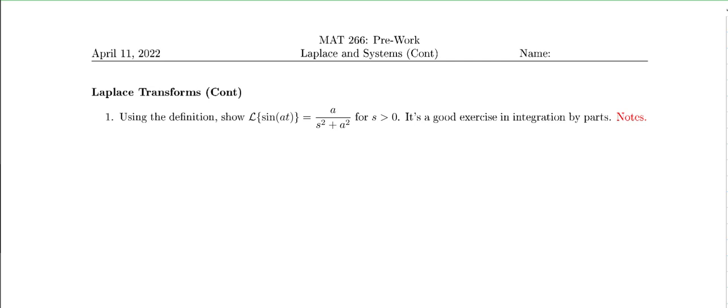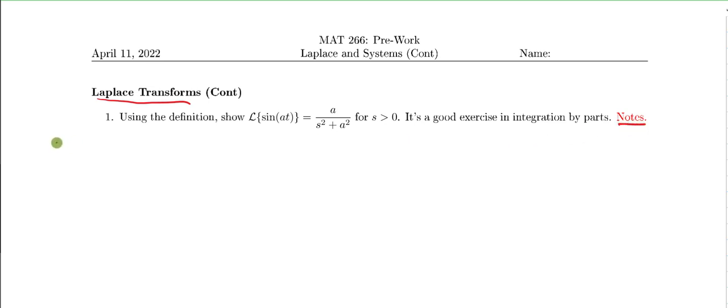So folks, in this first part of the video, we're going to continue our work on the Laplace transforms. And the first thing I want to do is, using the definition of the Laplace transform, show that the Laplace transform of sine of at is a divided by s squared plus a squared, for specifically s greater than 0. So I'm not going to work through this one in the video.